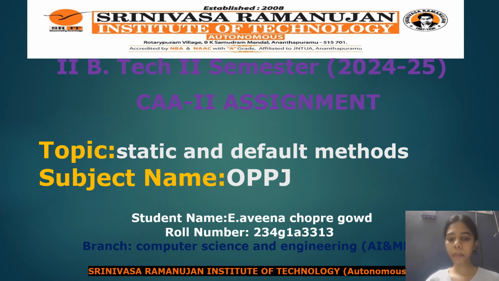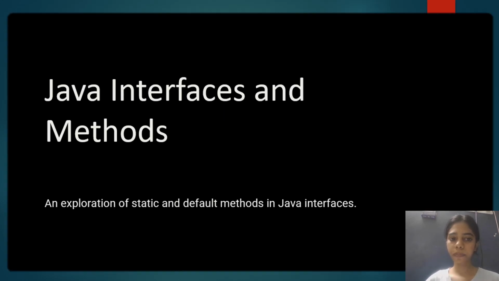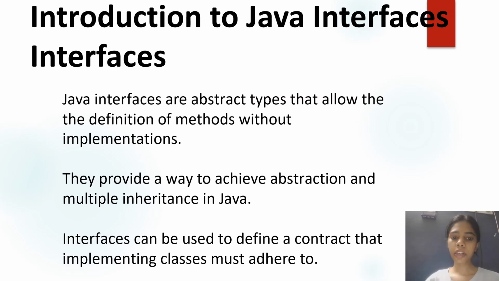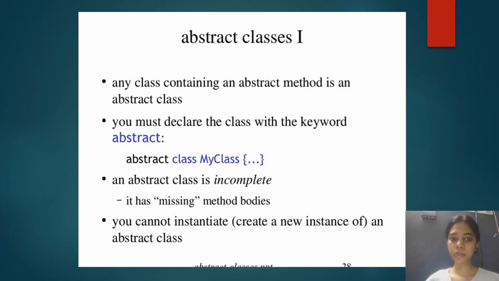23. Today I am going to give a presentation about static and default methods from the subject, Java. Java interfaces and methods. Java interfaces are abstract types that allow the definition of methods without implementations. They provide a way to achieve abstraction and multiple inheritance in Java. Interfaces can be used to define a contract that implementing classes must adhere to.